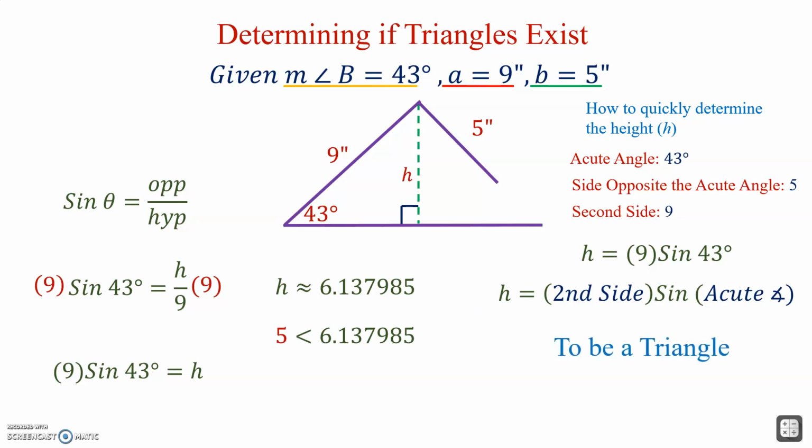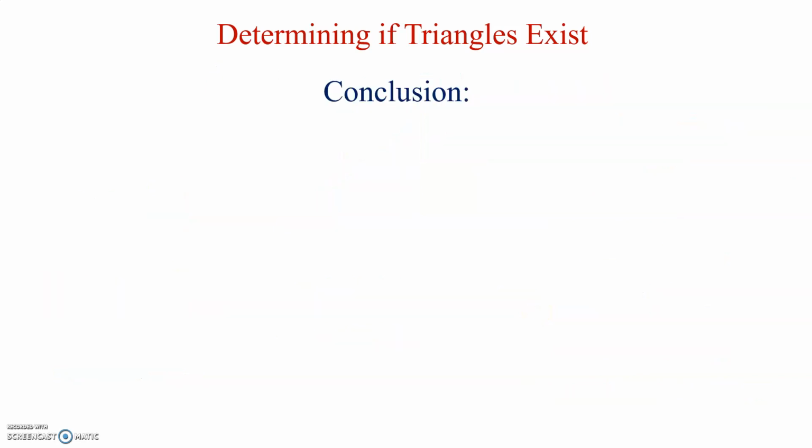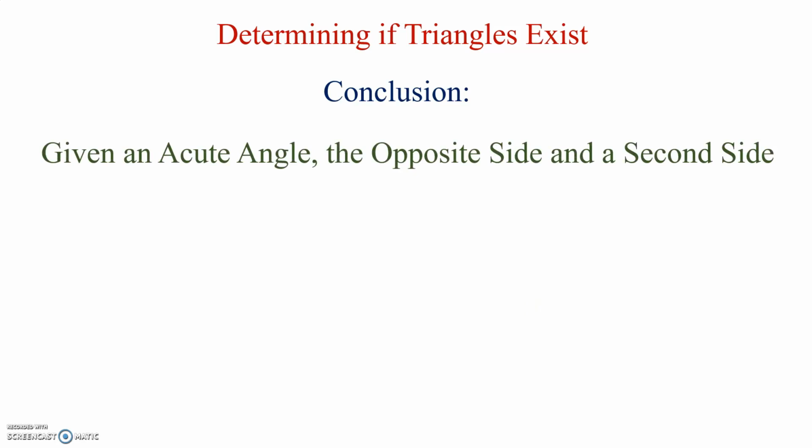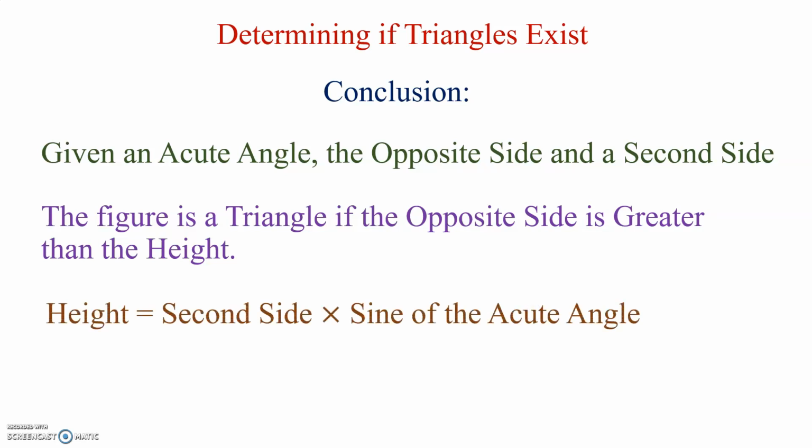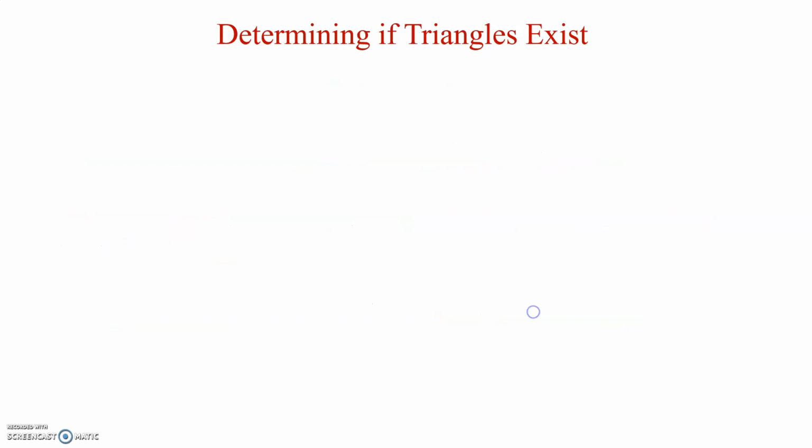And so to be a triangle, the opposite side has to be greater than the height. So the conclusion, if we were given an acute angle, the opposite side, and a second side. This is a very specific case. In order for it to be a triangle, the opposite side has to be greater than the height. And the way we find the height is to take the second side multiplied by the sine of the acute angle.